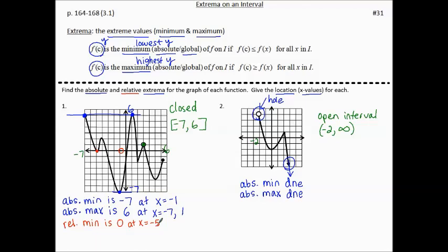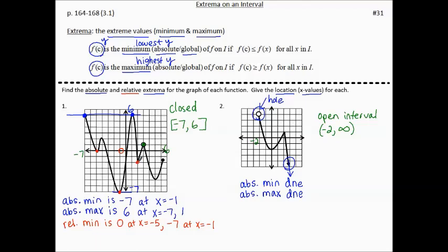But that's not the only place where we have a low point relative to the points on either side. This is also a low point relative to the points on either side. So that is -7, and that's located at x equals -1. Yes, it was also an absolute minimum, but because I can see on either side, it also is a relative minimum. Do I have any more?